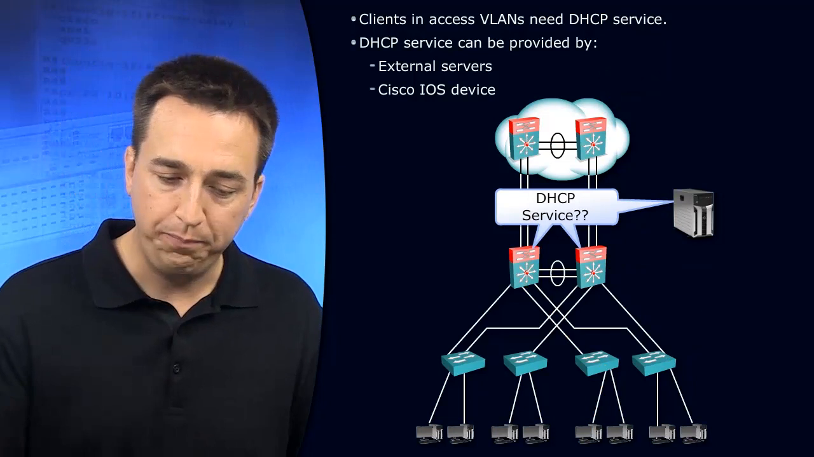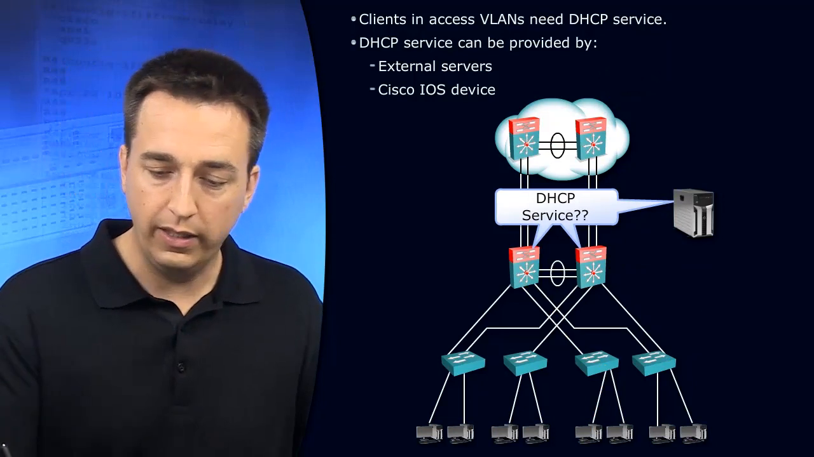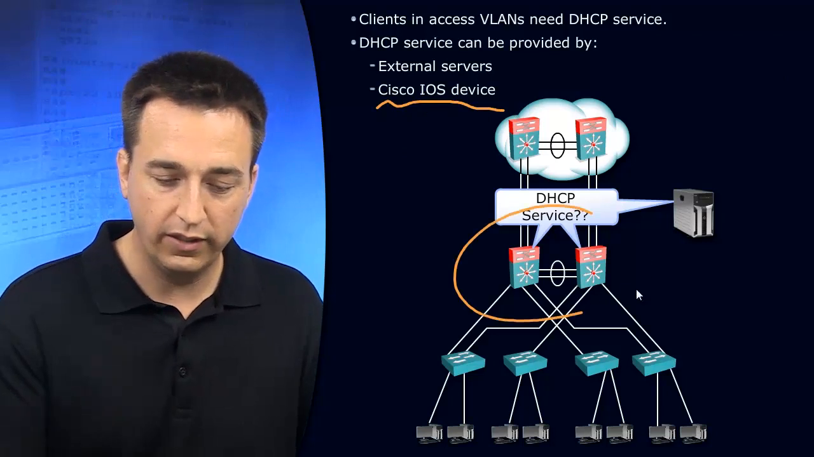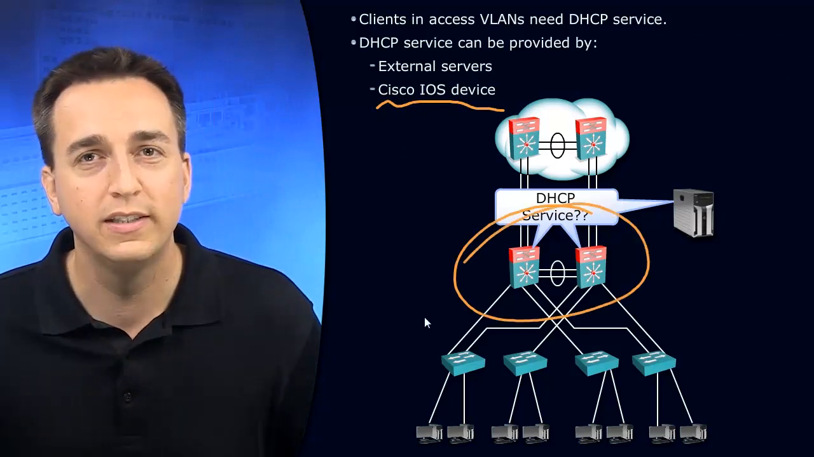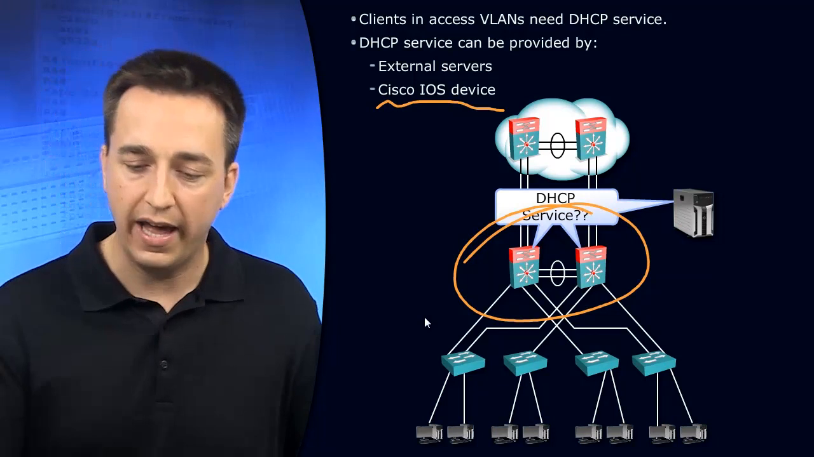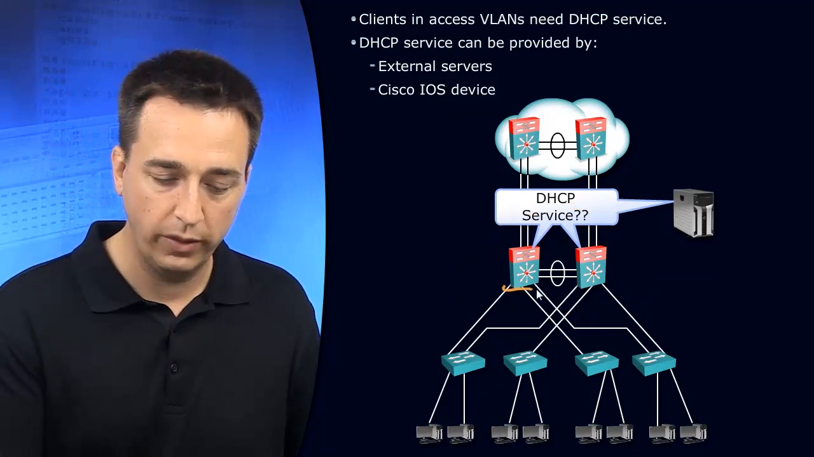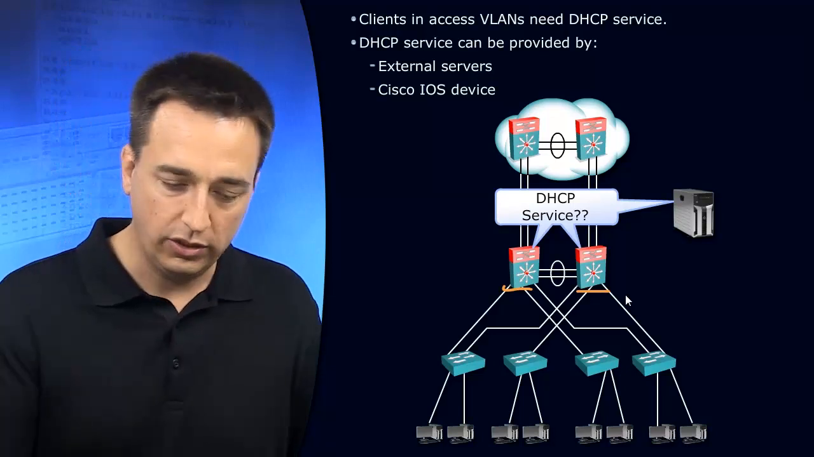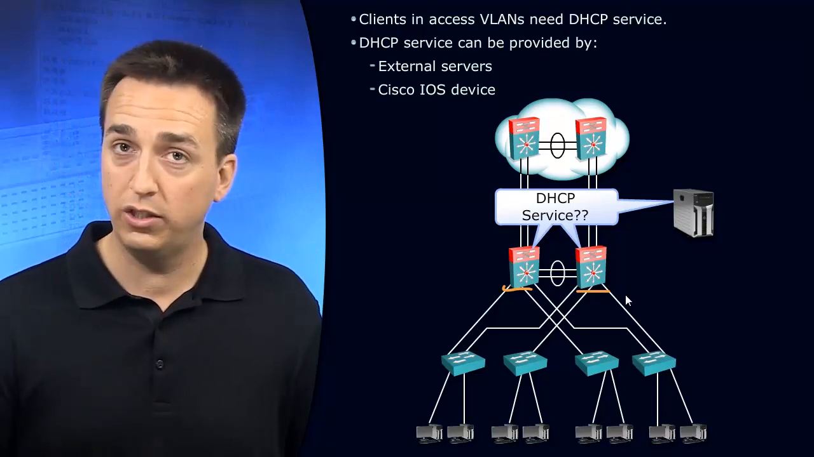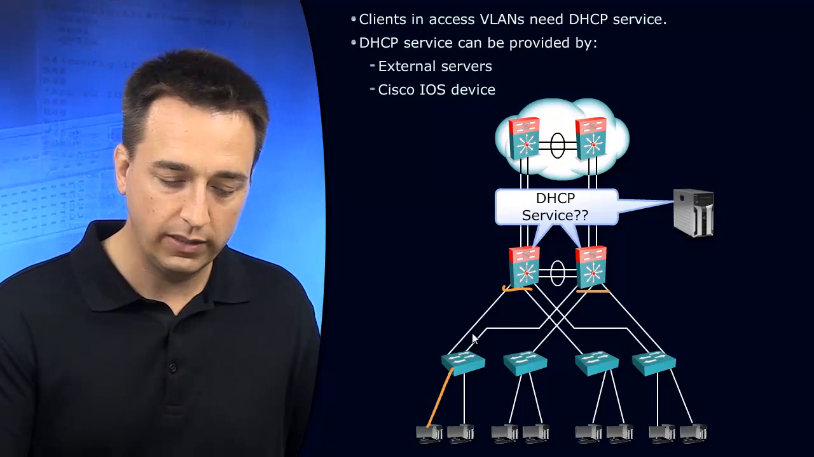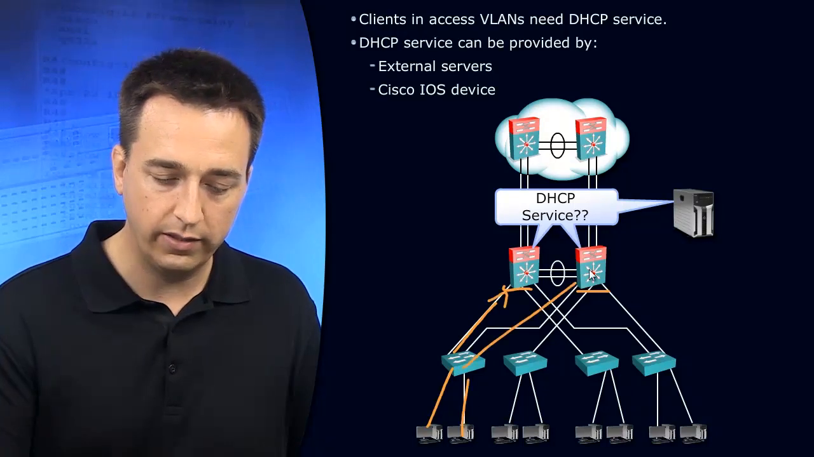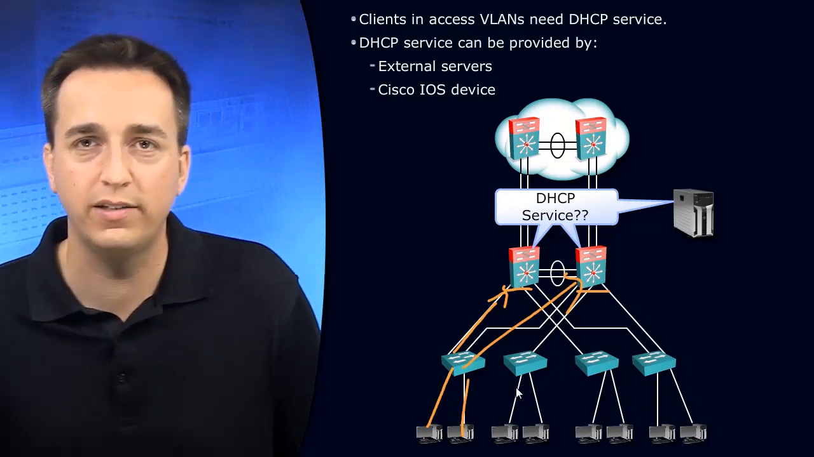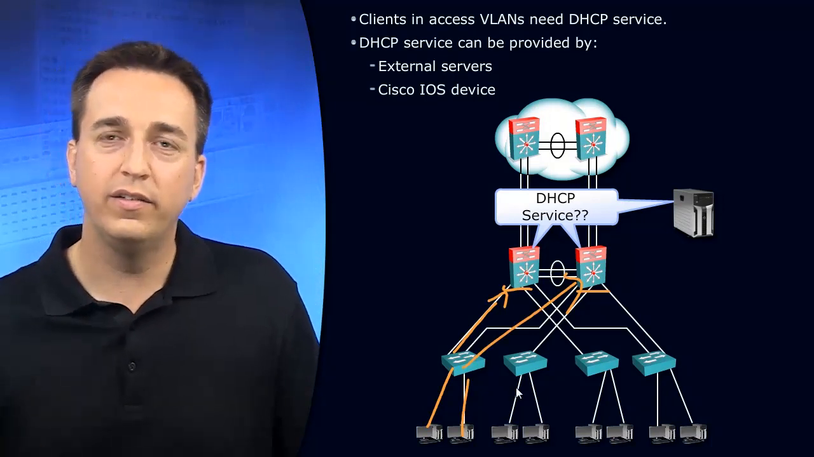However, it is common to deploy the DHCP service on a Cisco IOS device. For example, the multilayer switches at a distribution layer. Why is that? Because these multilayer switches are really close to those end stations. So the DHCP service on these multilayer switches could be servicing the clients that are connected to them within the subnets and VLANs that they are members of.